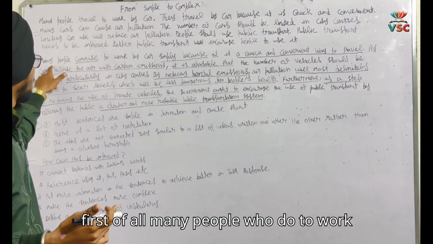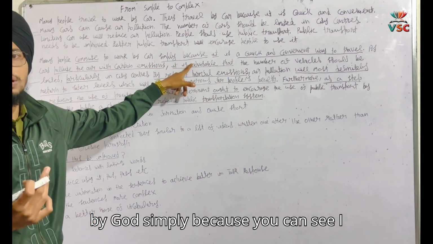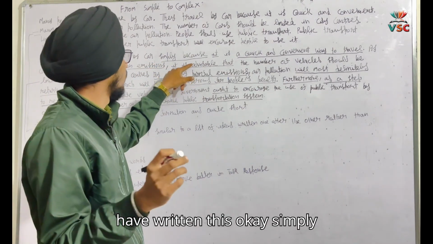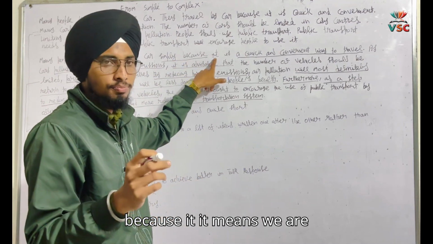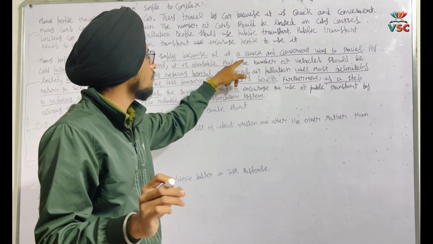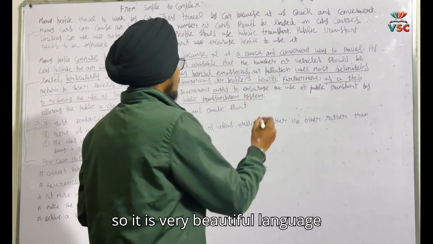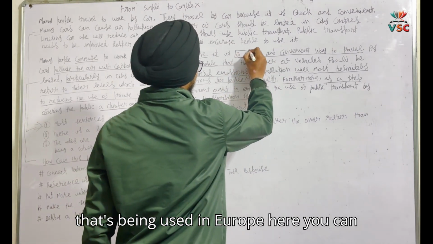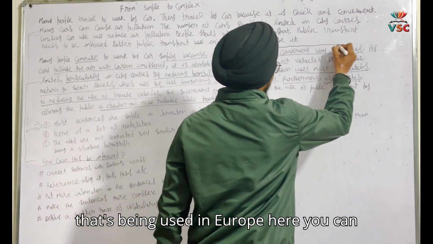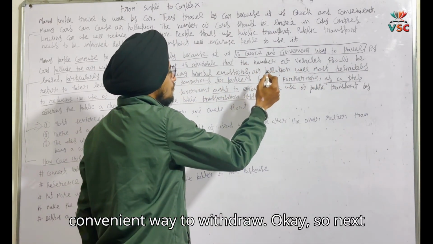First of all, many people commute to work by car simply because, you can see I have written this. Okay, simply because it means we are using referencing. It is quick and convenient way to travel. So there is very beautiful language that's being used over here. You can see a quick and convenient way to travel.